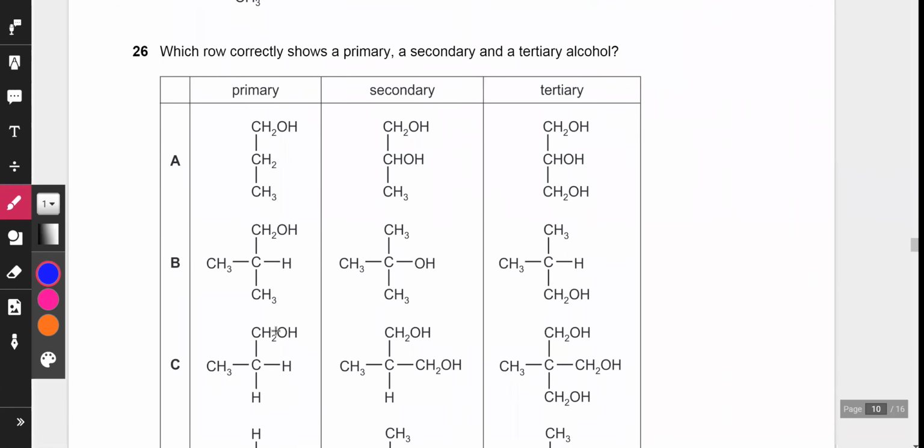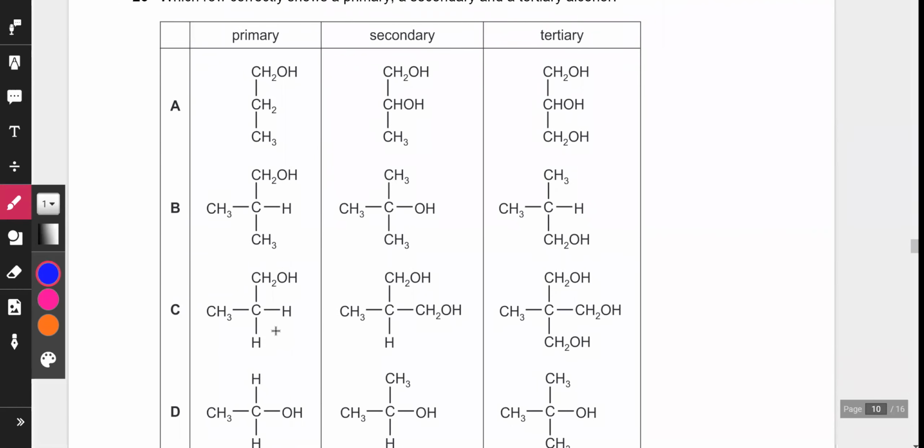Which row correctly shows a primary, secondary, and tertiary alcohol? So primary is when the carbon is with two hydrogens and one carbon chain. So this is primary. This one is also primary. Let me focus on this carbon atom. This one is also primary, and all of them appear to be primary. So pretty much all of them are primary.